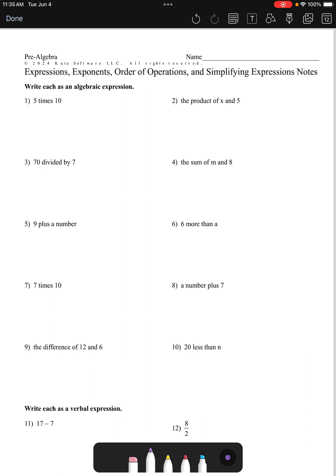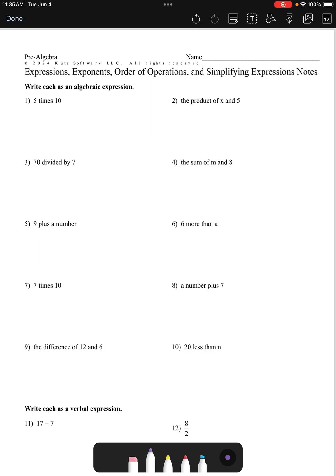What we have in front of us are 10 verbal expressions. A verbal expression is one that's written out using words instead of symbols. And our job is to write algebraic expressions, symbols and numbers. First problem asks us to write 5 times 10.